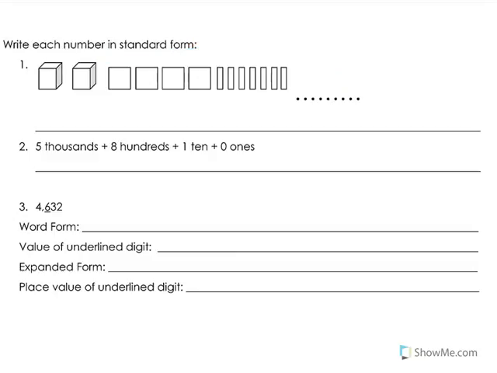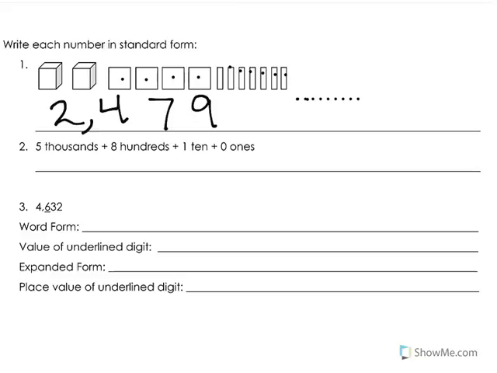So this number would have 2,000s, 1, 2, 3, 4 hundreds. So I'm going to put a 4 in the hundreds place. 1, 2, 3, 4, 5, 6, 7 tens, or 70. And then 1, 2, 3, 4, 5, 6, 7, 8, 9 ones. Students need to know that between the thousands period and the ones period, they have to put a comma, and that is the number in standard form.